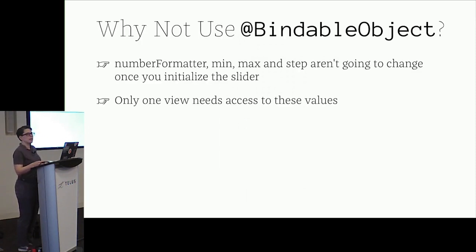If you've been looking at SwiftUI, you might have noticed all these different property wrappers. We have BindableObject, we have EnvironmentObject, we have State, and you might have gotten very excited and want to use them for everything. In this case, BindableObject isn't a good fit for the number formatter because it isn't going to change once you initialize the slider, and it doesn't need to be observed by any other views. Only my slider needs to access this number formatter.